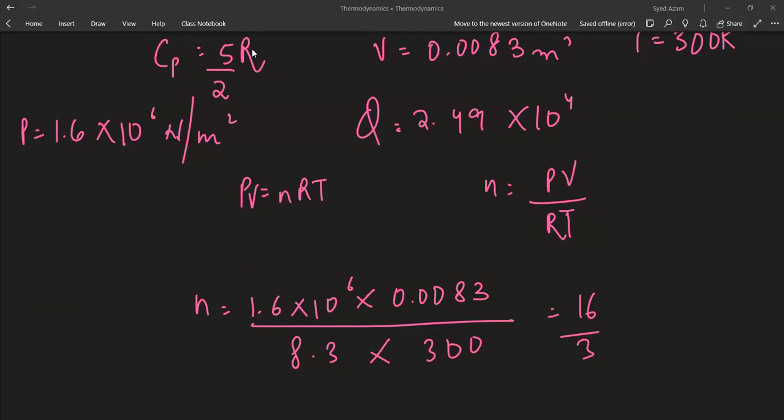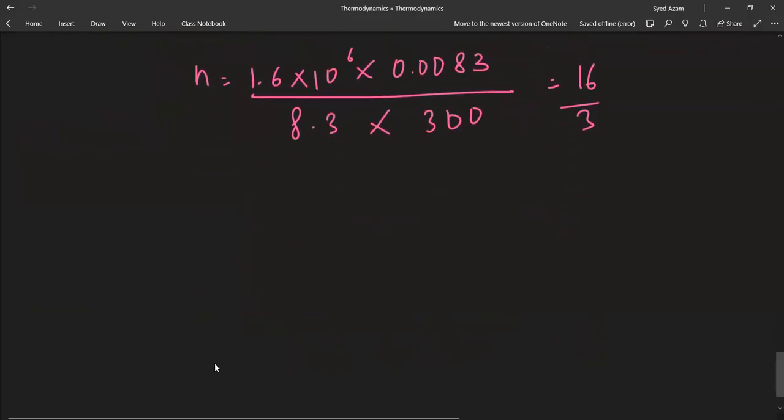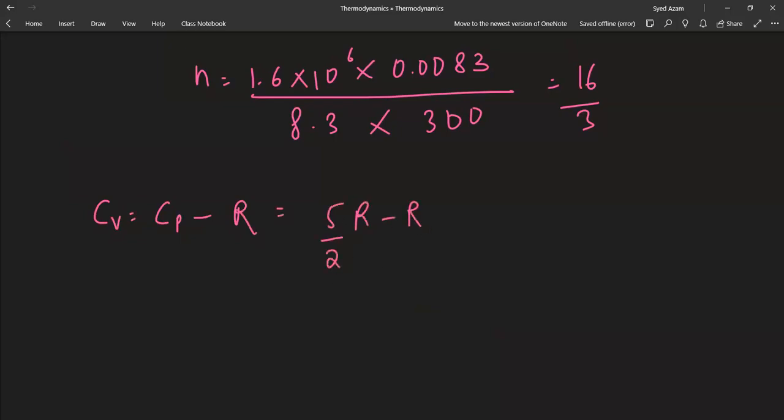Now, Cp we have 5/2 R. We don't have the value of Cv. So what we'll do, we'll calculate. See, I hope you know Cp plus Cv is equal to R. So for Cv, we can calculate Cp minus R. That is 5/2 R minus R, which will simply be 3R/2. So now we have Cp, we have Cv.